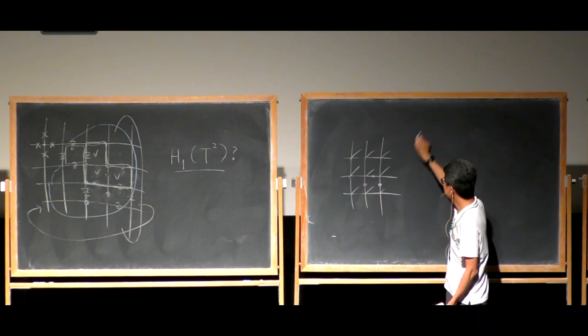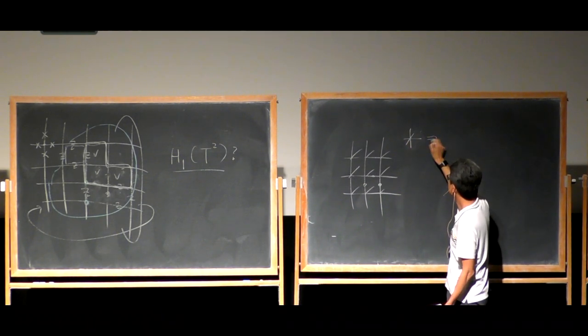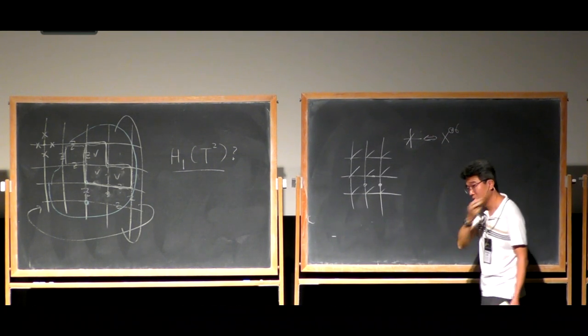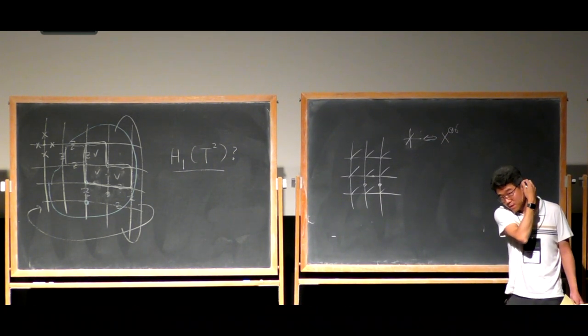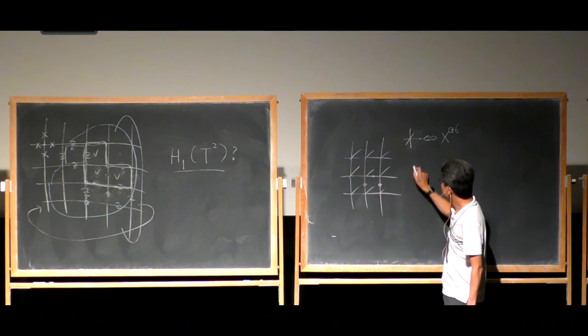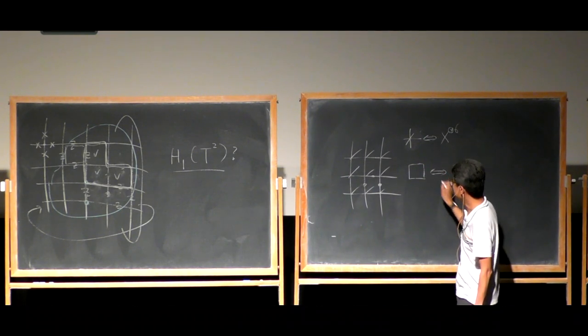And that leads me to define an X-type stabilizer of weight 6 for each vertex on this hypercubic lattice. And I want to define the Z stabilizer to be associated with each plaquette.